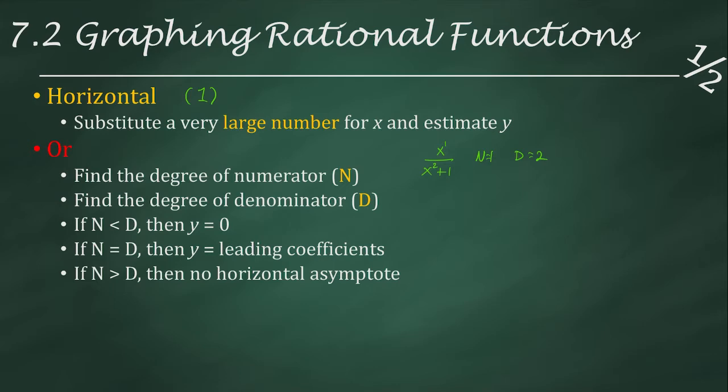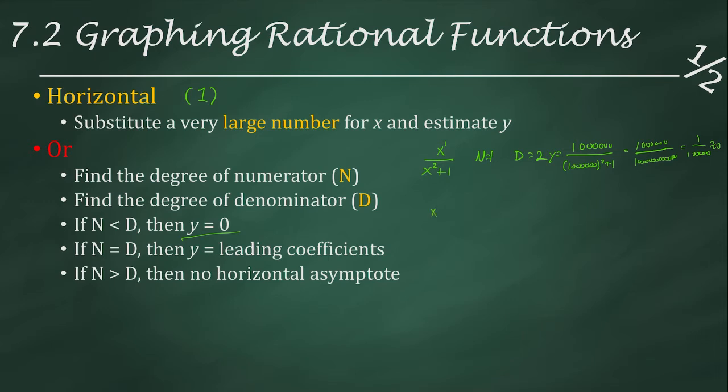If I put in huge numbers, let's say 1,000,000, on the top I'd have 1,000,000. On the bottom I would have 1,000,000,000,000 and 1, which is approximately 1,000,000,000,000. And so then if I divide those, I'll end up with 1 over 1,000,000, which is approximately 0. So that's why it's y equals 0.